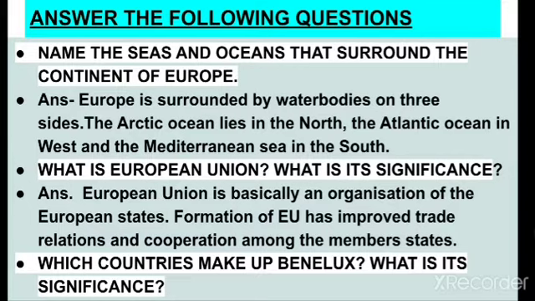The first question is, name the seas and oceans that surround the continent of Europe. So the answer you will be writing, Europe is surrounded by water bodies on three sides. The Arctic Ocean lies in the north, the Atlantic Ocean in the west, and the Mediterranean Sea in the south.